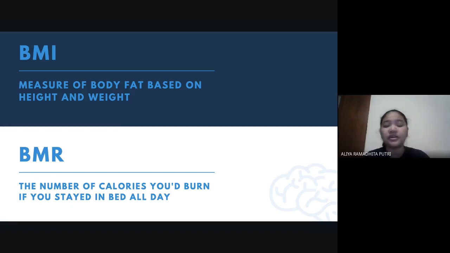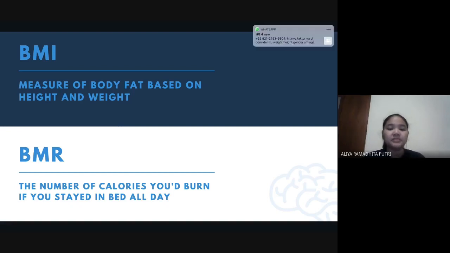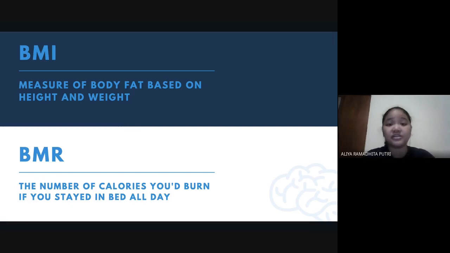However, a regular routine of cardiovascular exercise can increase your BMR, improving your health and fitness when your body's ability to burn energy gradually slows down. So BMR can be increased if you have a regular routine of cardiovascular or other exercise. Next, please.